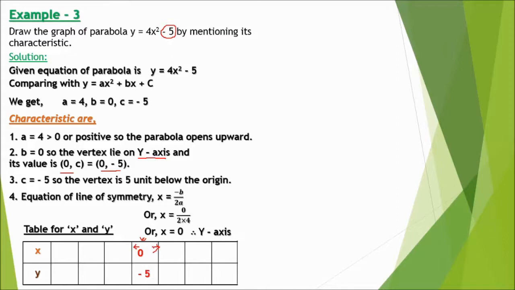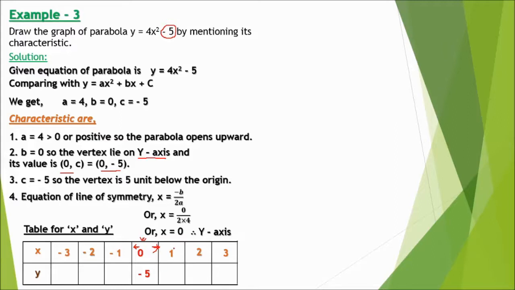So in the greater side it will be 1, 2 and 3, and in the smaller side, lesser side, it will be -1, -2, and -3.